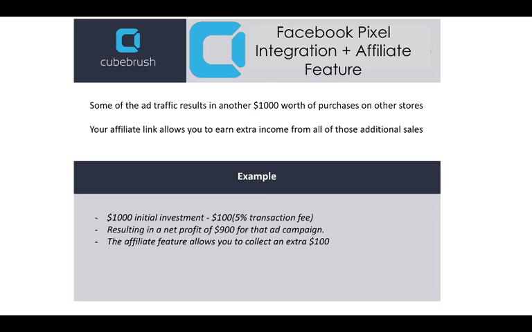Now, how does the affiliate feature work with Facebook Pixel integration? Well, let's say you doubled your money, they came back, you ended up making $900 off of it, great. But when they use that short link, because your affiliate link was enabled, they came back to the site, they bought your product, but then they bought $1,000 worth of other products among other stores on the site. You just made $100 off of that because you're making 10% of those sales as well. It's really an awesome combination, and seriously, you can't go wrong.